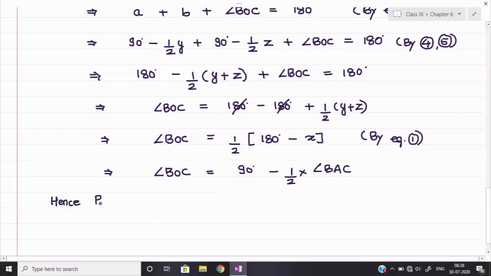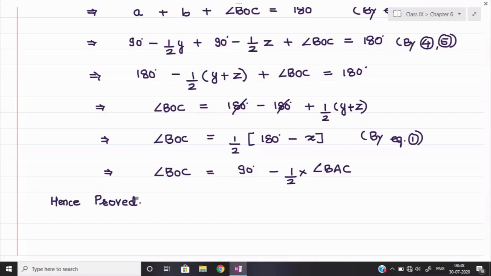This was a very long question, but this question has come in the examination many times. Please do this question on your own. Three sections are there. First we shall apply the angle sum property in triangle ABC. We get the value of y plus z. Then we apply the properties of bisectors and get the values of a and b.